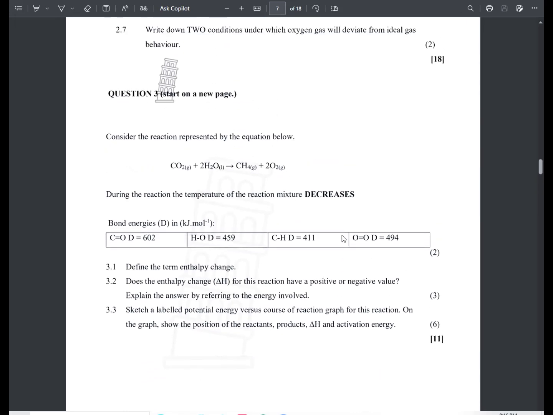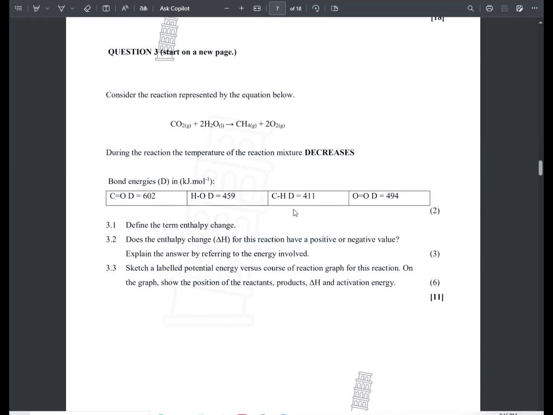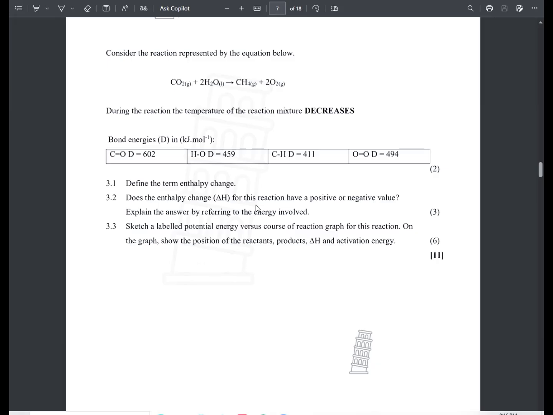So question 3, consider the reaction represented by the equation below. We have carbon dioxide reacting with 2 molecules of water to give us CH4, which is methane, and then 2 molecules of oxygen gas. During the reaction, the temperature of the reaction mixture is decreased. So that's what they're telling us there. Now they say define the term enthalpy change.